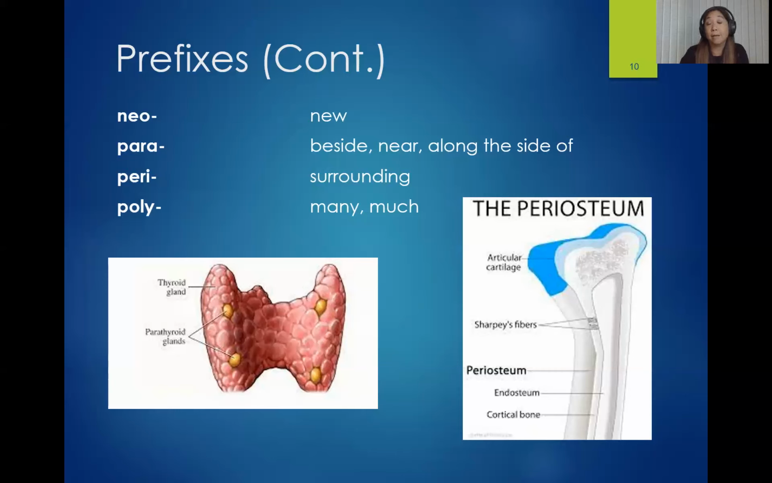Oh, polycystic kidneys, right? Where you have multiple cysts, many cysts within the kidneys. Polygon, right, is a geometric shape that has multiple sides. So that's poly.